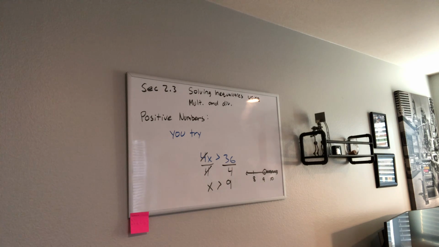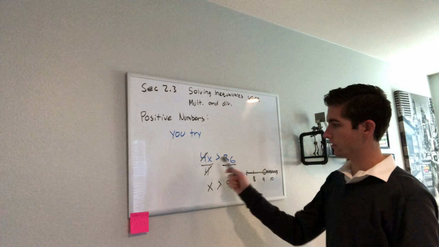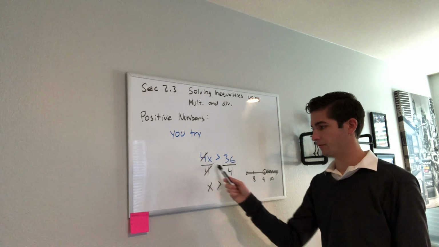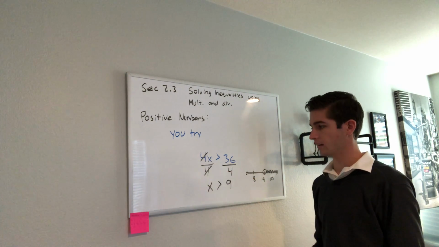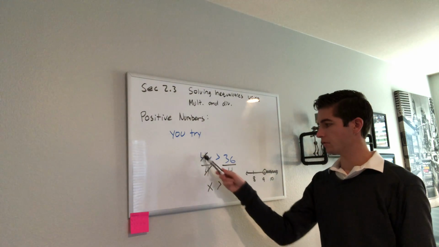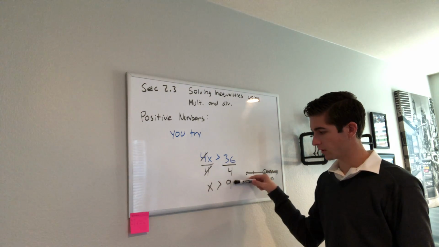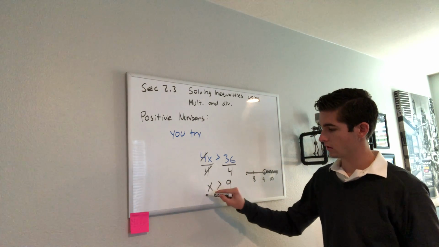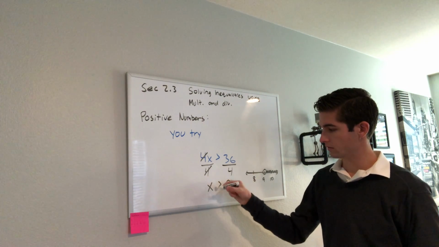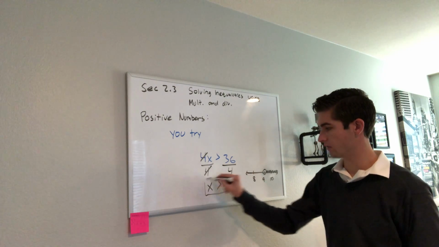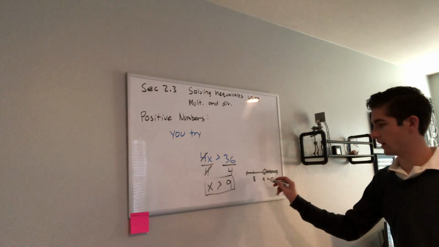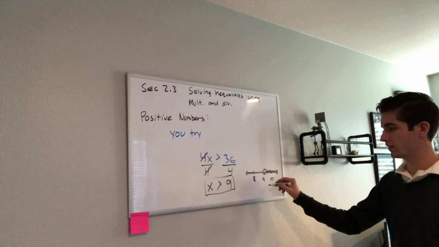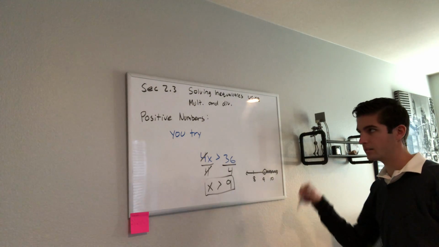So for 4x is greater than 36, we have to first divide by 4 from both sides to isolate our x, right? These will cancel. 36 divided by 4 gives us 9. And this is in graphing form. So we can go and graph it. Oh, is my pen dying? Nope. There we go. So we have 8, 9, and 10. Open dot on the 9, shaded to the right.